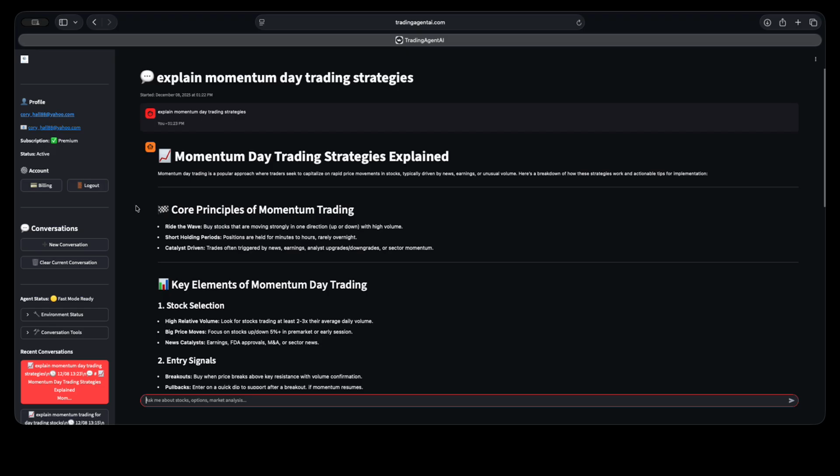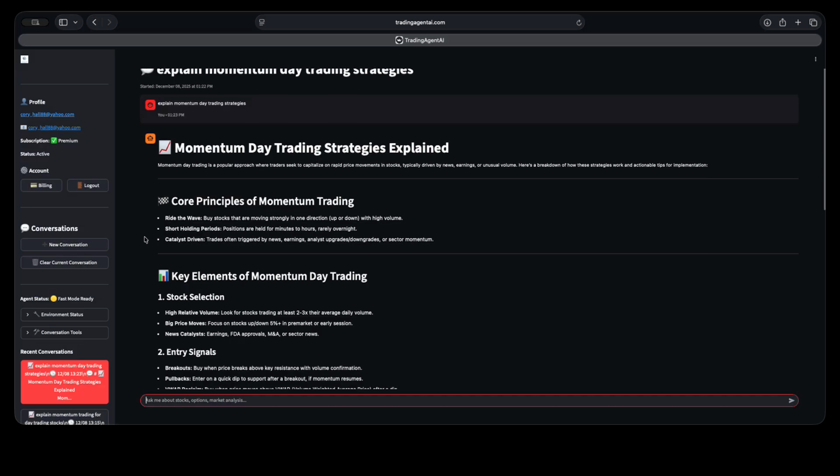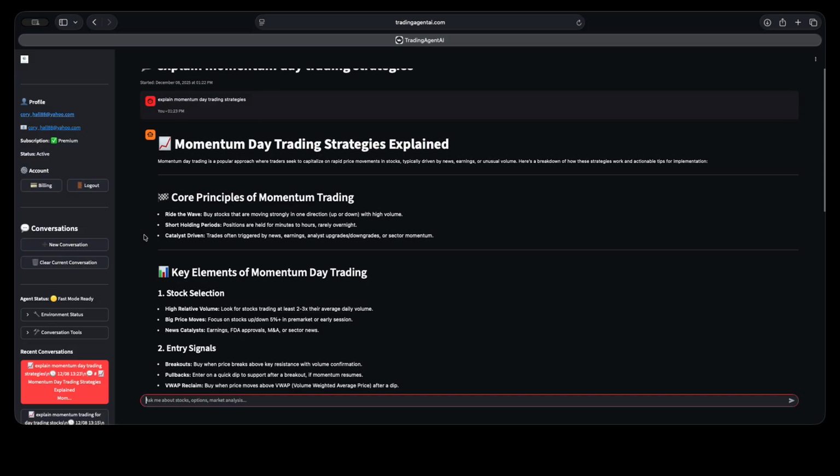So the core principle of momentum trading is riding the wave. Buy stocks that are moving strongly in one direction, up or down, with high volume. Short holding periods: positions are held for minutes to hours, rarely overnight, because remember, we're day trading. Typically, they're catalyst driven. Trades are often triggered by news, earnings, analyst upgrades, downgrades, or sector momentum.